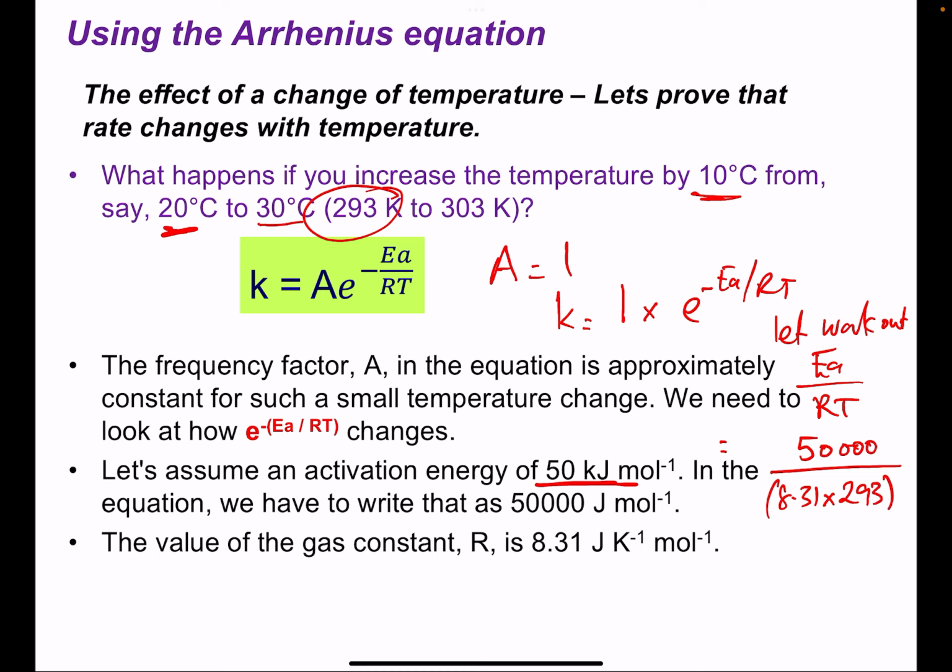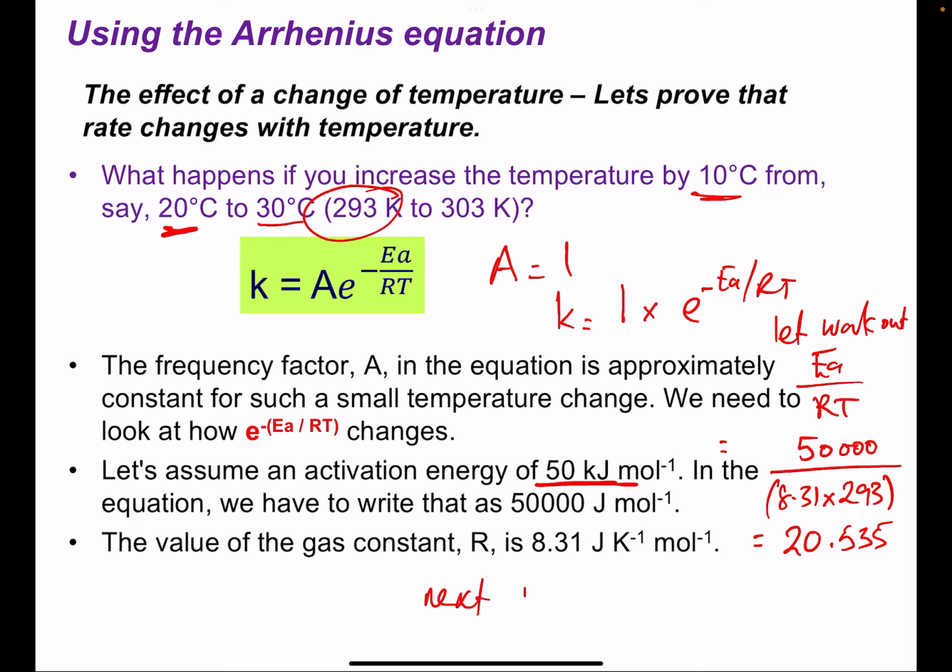293. Just note the way I'm doing this calculation. 8.31 times 293 comes to 20.535. At this stage, use a minimum of 3 significant figures. My advice is 4 or 5 significant figures at this stage. If you round off your answer in the calculator, make sure you round off clearly.